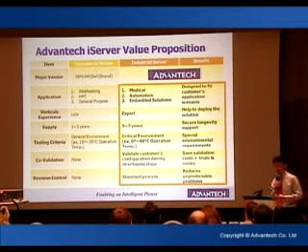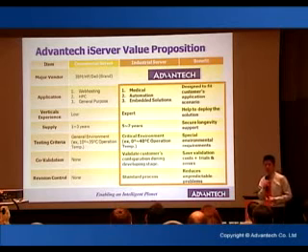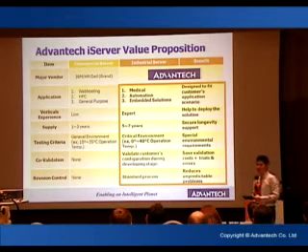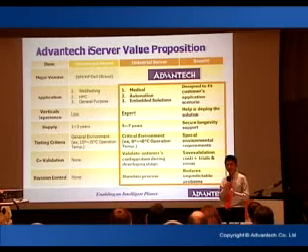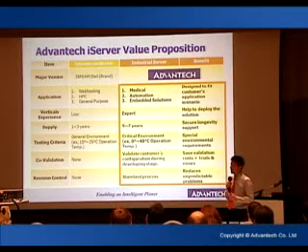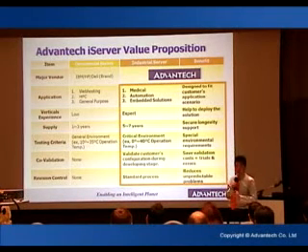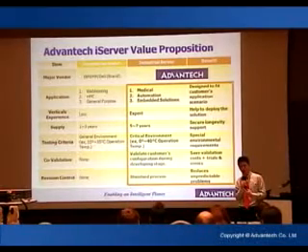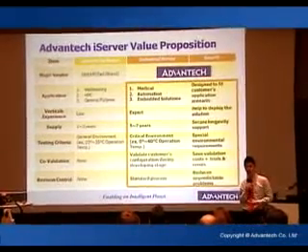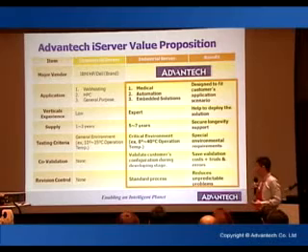From supply point of view, commercial server is only 1 to 3 years because they follow Intel roadmap. Intel changes the generation every 2 or 3 years. For single processor, they change it every 1 year, but for dual processor, every 2 years. But we claim embedded server roadmap, so we can provide 5 to 7 years.